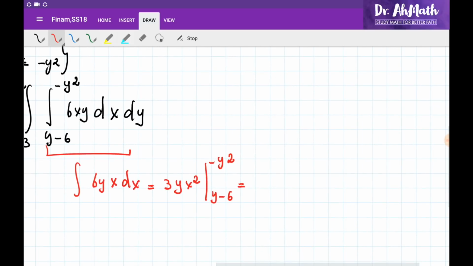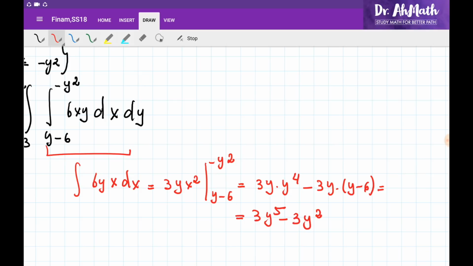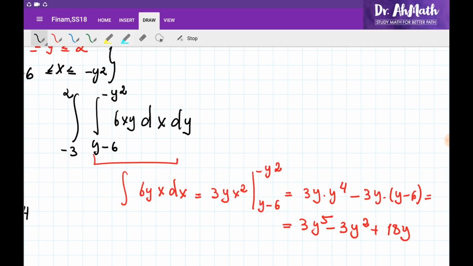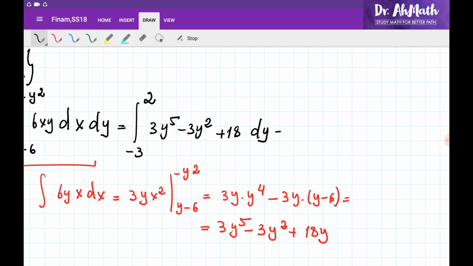If you substitute x with minus y squared, it's going to be 3y multiplied by y to the power of 4, minus 3y multiplied by y minus 6, squared. If you open up the brackets and simplify this expression, it's going to be 3y to the power of 5 minus 3y squared plus 18y. So now this is going to be our inner integration result. We need to integrate this with respect to y: 3y to the power of 5 minus 3y squared plus 18y, from minus 3 until 2.